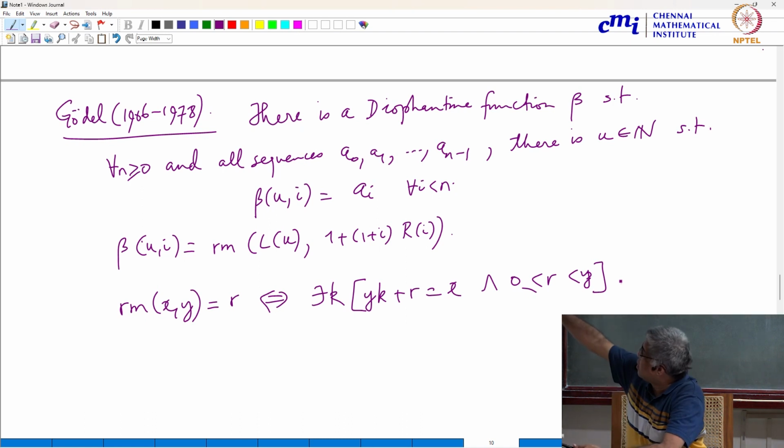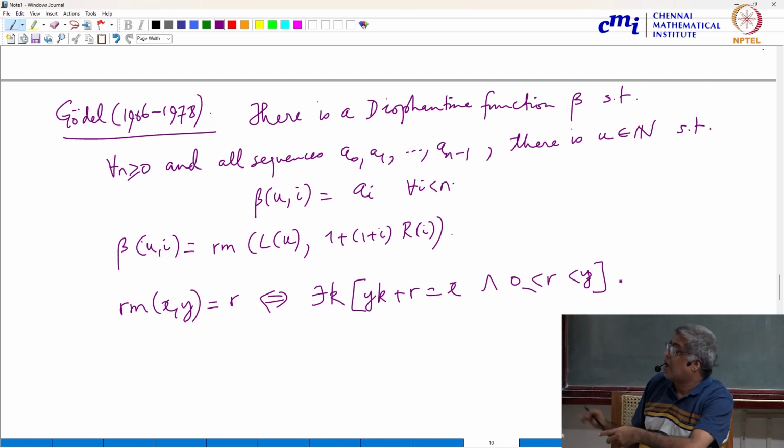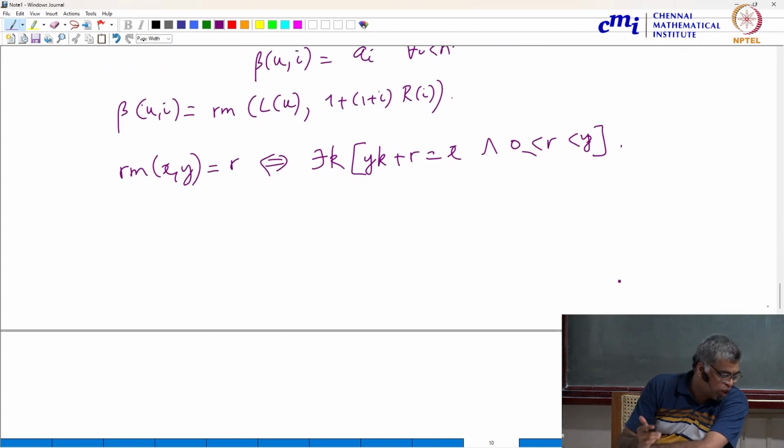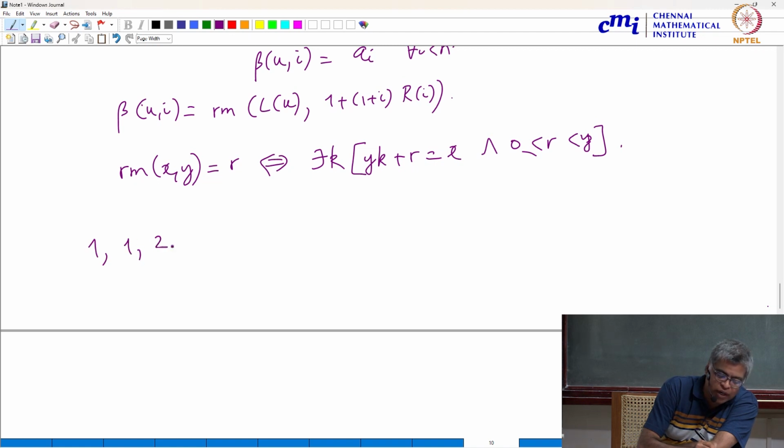No, the beta doesn't depend on the sequence at all. You see, because I say there exists a beta. The beta is just this fixed one. For any finite sequence you give me, I'll code it up with a single number. Of course, I don't have the ability to work with large numbers, so I just tried to work out an example.